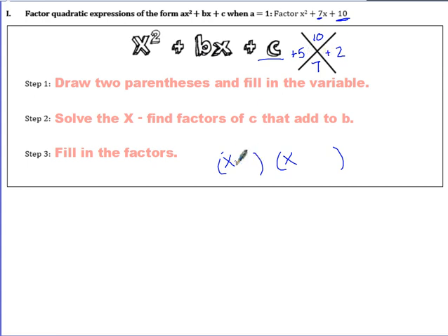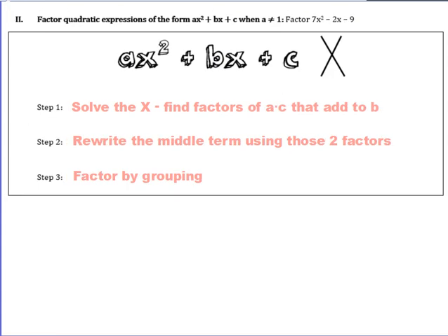So then I just fill those factors in my parentheses: x plus 5, x plus 2. Okay, those are the easy ones when there's no number out in front of the x squared. The ones that might get a little more difficult are when we put a number out in front of the x squared. We call that coefficient a, and so these are factoring problems when a is not equal to 1, so when there's a number out there.